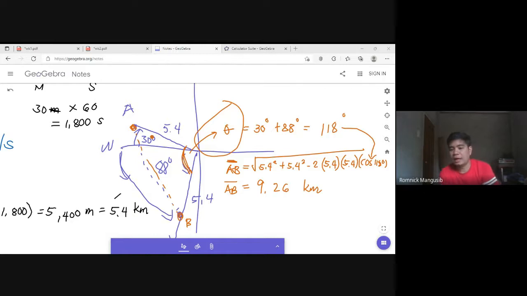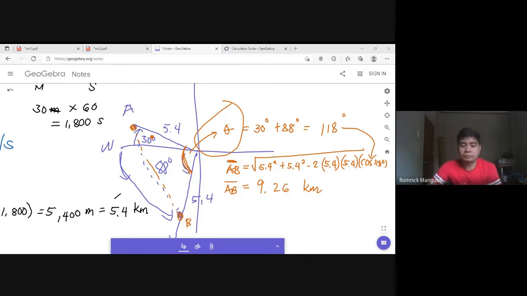Okay, so I commend you for getting the answer. Okay, 9.26 is the answer and you have to be conscious of kilometers and meters. So 5.4 kilometers na yan, so ibig sabihin kilometer na talaga ang sagot. Okay, I'm responding to your individual queries pero I'm not telling your names. So, kilometer na talaga yung sagot.